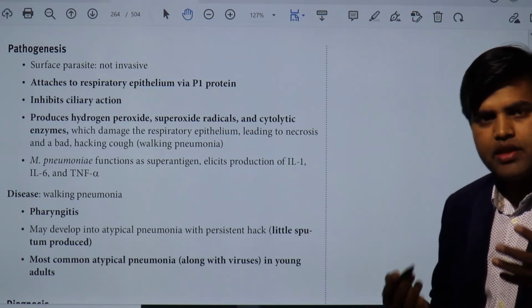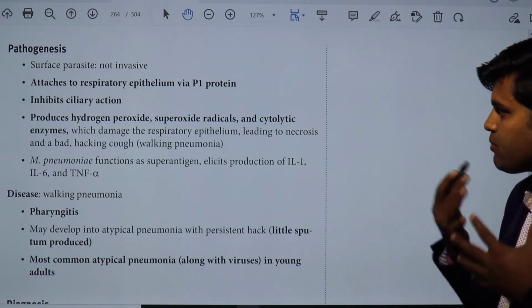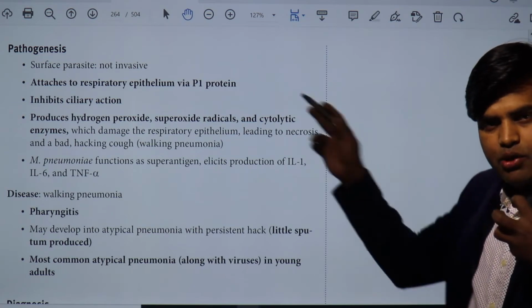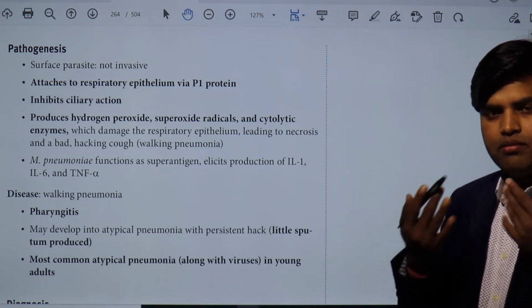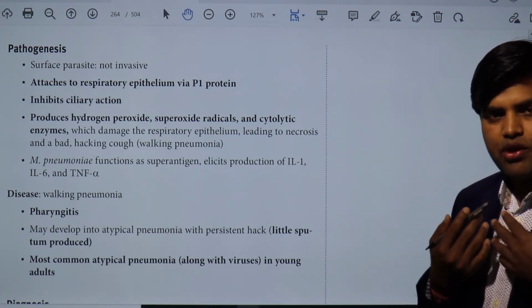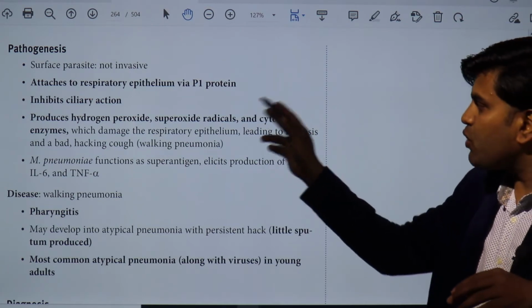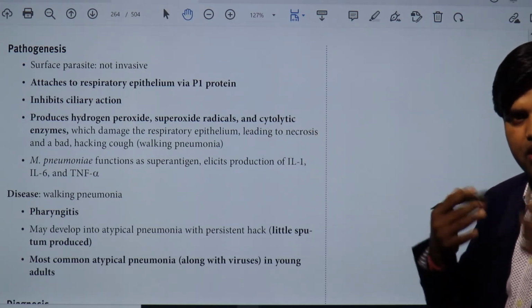So what is happening? They enter your respiratory epithelium and are attached there by this P1 protein. You inhale the bacteria, it goes into your respiratory epithelium, and they attach with the help of this P1 protein. After the P1 protein attaches, they inhibit the ciliary action.